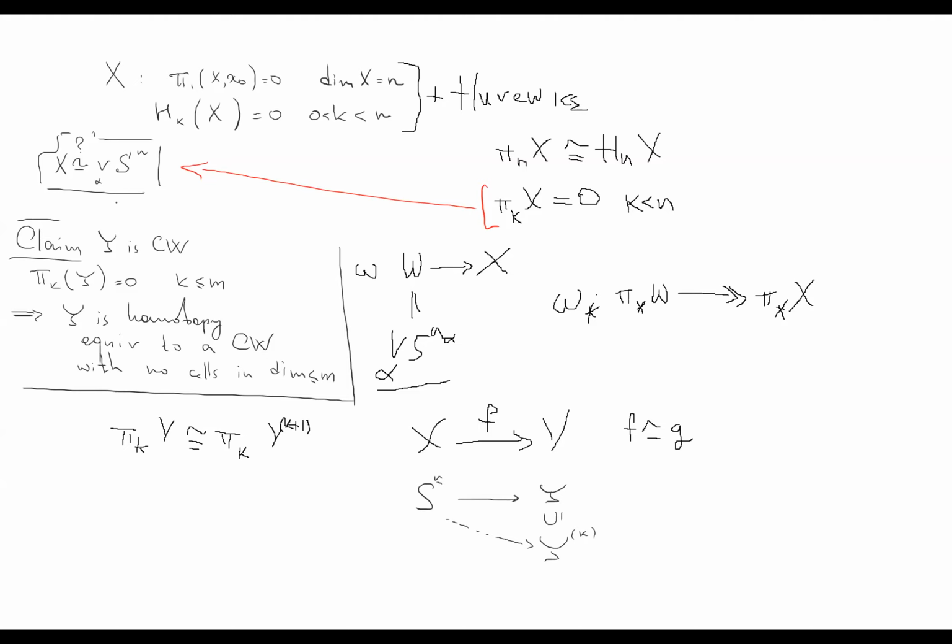But now any homotopy of such a map lies inside Y^(k+1). So therefore, this means that pi_k of Y is isomorphic, well, this means exactly this isomorphism.